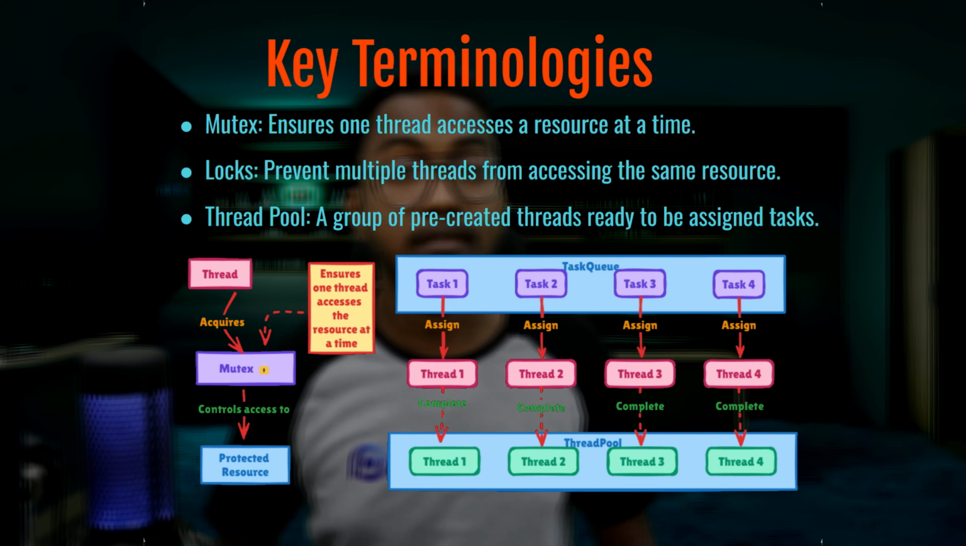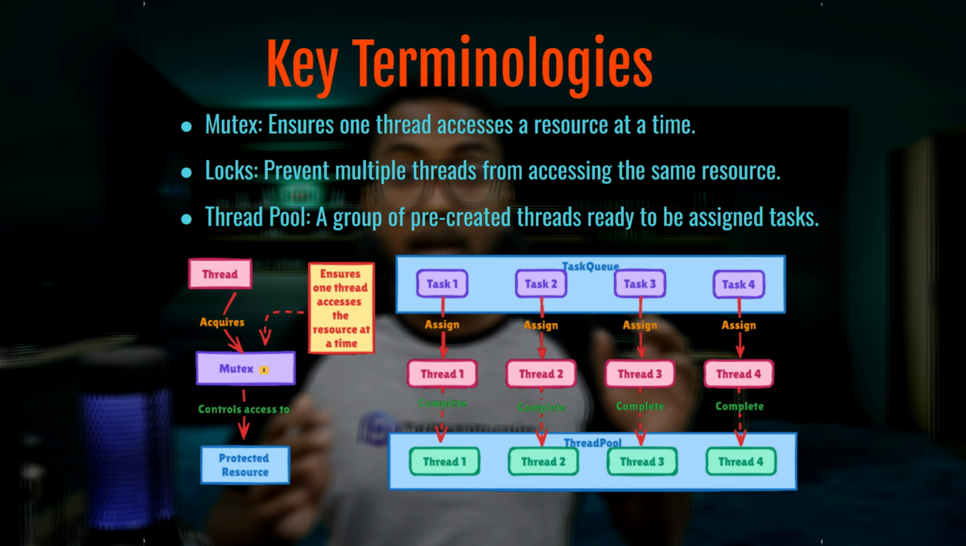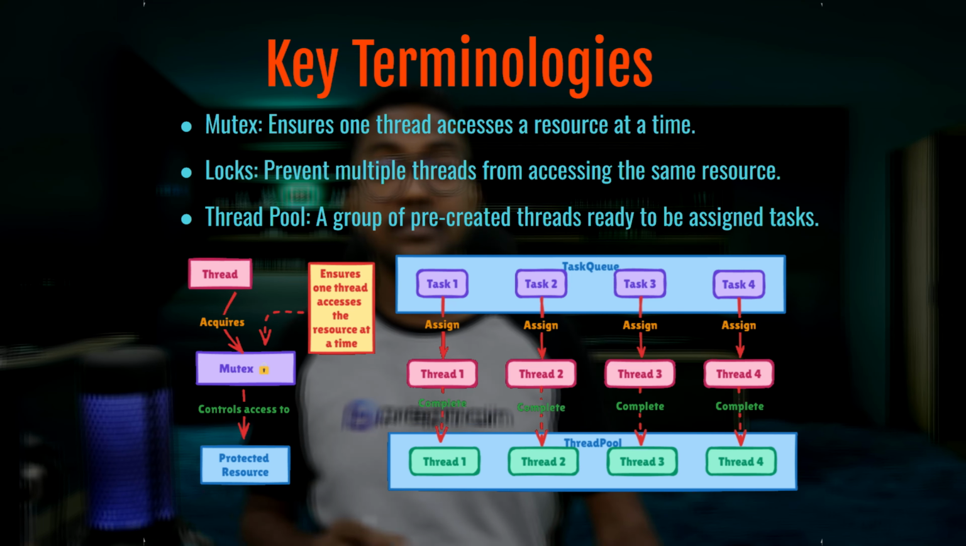Next, we have locks. Locks are similar to mutexes in the way that they prevent multiple threads from accessing the same resource at the same time.